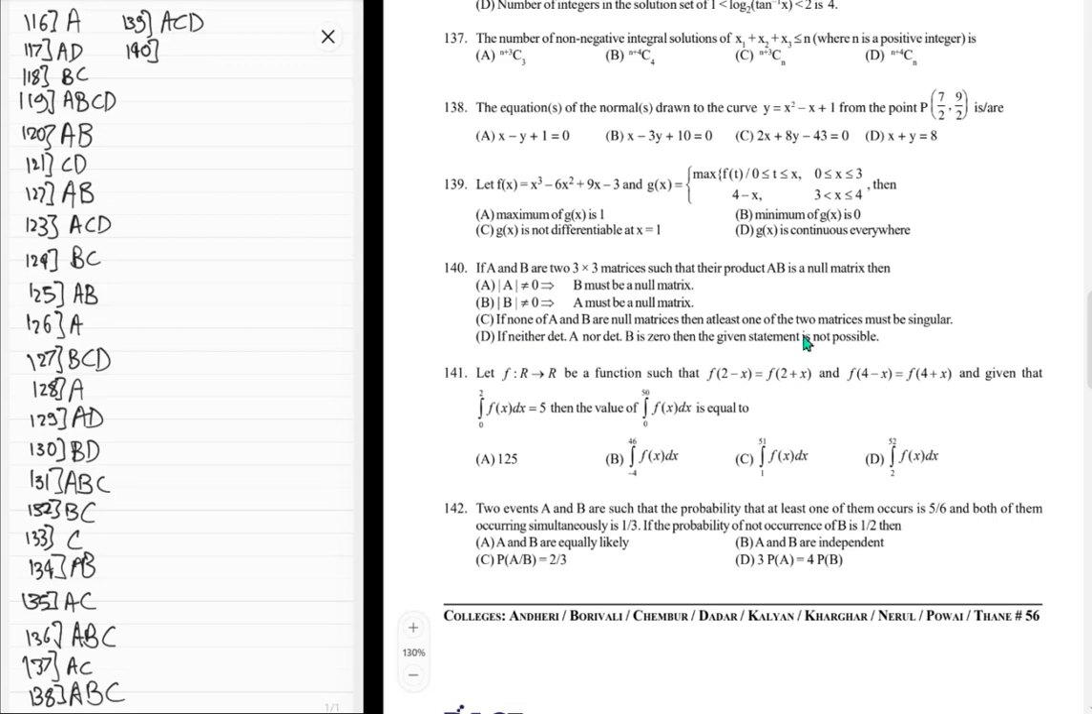मतलब वो तो वैसे भी होगा ना, एक तो सिंगुलर होना ही चाहिए बिकॉज उसका डिटरमिनेंट 0 हो रहा है. Yes. If neither determinant A nor determinant B is 0, the given statement is not possible. Yeah, very correct. So A, B, C, D all are correct.